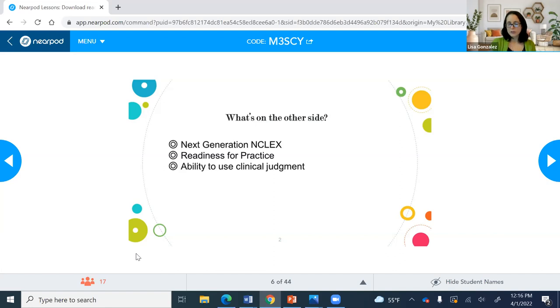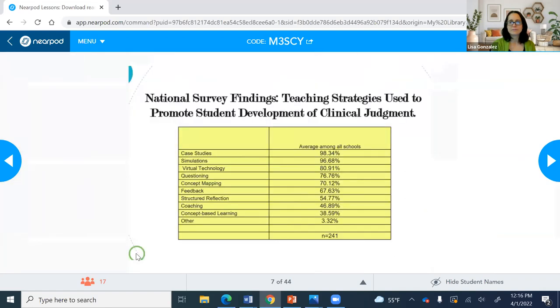So when we're looking at our curriculum, we want to look at opportunities to do that across the continuum, because we do know that clinical judgment and the ability to use clinical judgment develops over time with practice, experience, and exposures. So we can use intentional teaching and learning strategies in these moments to help our students develop clinical judgment.